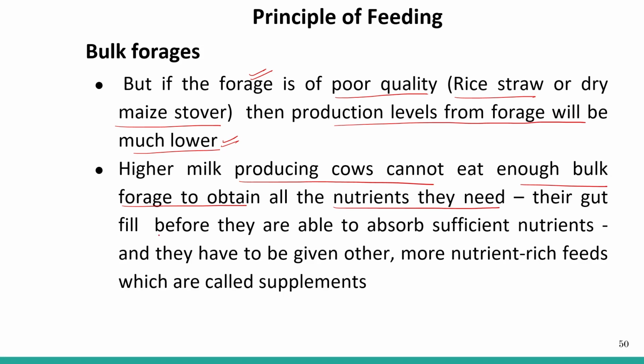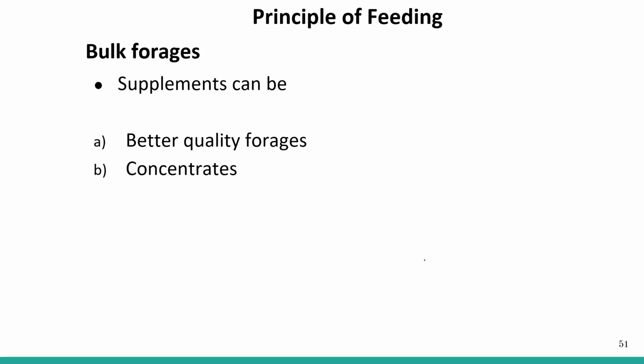Their gut fills before they are able to absorb sufficient nutrients, and they have to be given other more nutrient rich feeds which are called supplements. So they require some other important nutrient rich feeds that are called supplements. So supplements can be of two categories: better quality forages and the concentrates.